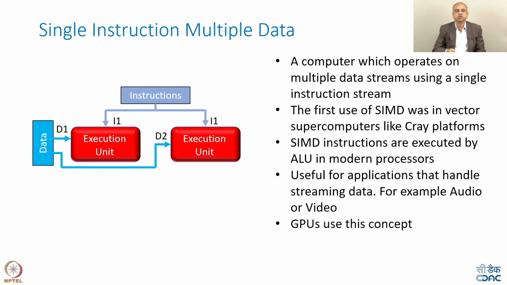Moving ahead, you have a variety where the instruction is single, but the data is multiple. That means, from the data memory, as you can see here, you have multiple streams D1 and D2. These are the 2 streams, whereas the instruction that is operating in every execution unit is different. Here you have I1, here you have I2. This kind of architecture is called SIMD, that is single instruction multiple data.